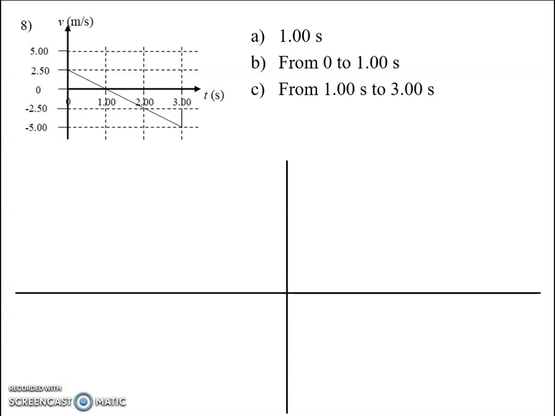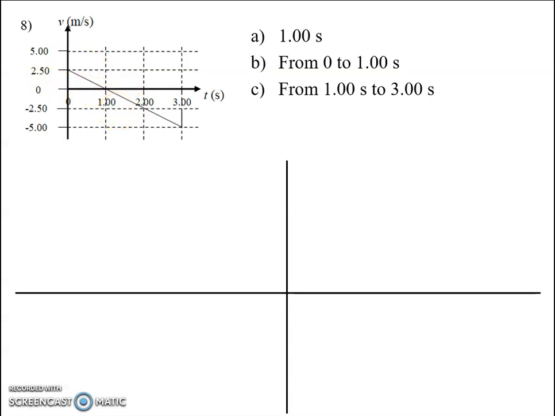So what's this person doing? Let's see if we can try to visualize this, right? From 0 to 1 seconds, the person is moving forwards because the velocity is always positive, but what's the person doing? The person is slowing down. So when time equals 0, when the problem starts, the person's moving forwards at 2.5 meters per second, getting slower and slower and slower until the 1 second mark when instantaneously she stops moving.